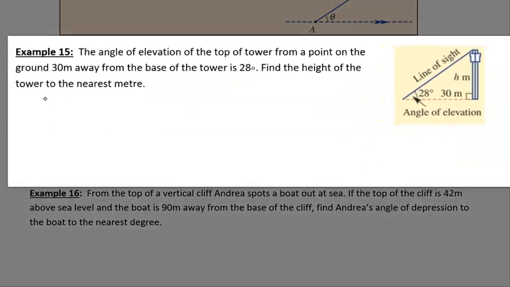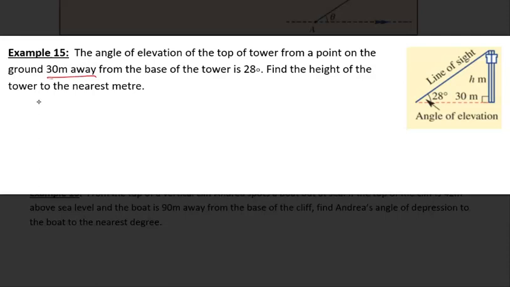Firstly, the point on the ground is 30 meters away from the base of the tower. And from there, looking up to the top of the tower, that's a 28-degree angle. So we have a nice little drawing there that can help us already. Find the height of the tower to the nearest meter.